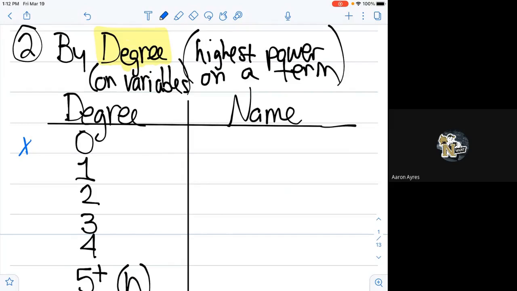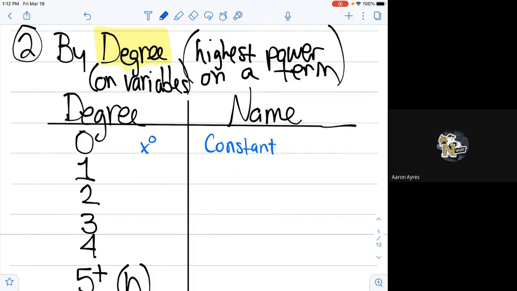So, for example, if I have a term that is x to the fourth, then the degree of my polynomial would be 4, because that would be the highest exponent on one of my terms. So you have to compare all of them, determine which one's the highest, and that number, the highest exponent, becomes your degree. So here's the deal. If you have a degree of 0, which means the highest exponent on a variable is 0, as in x to the 0 power, then this is called a constant term.